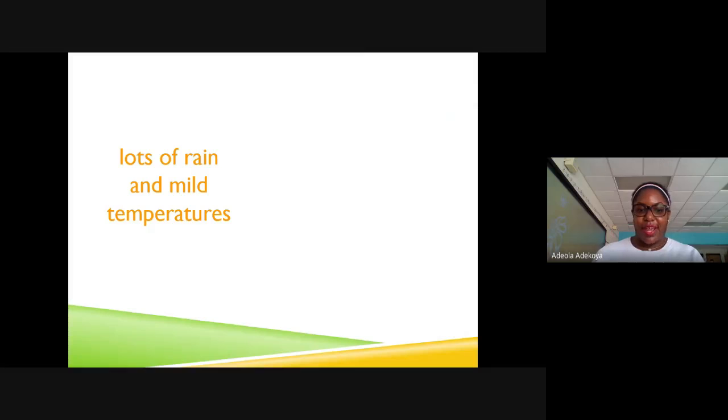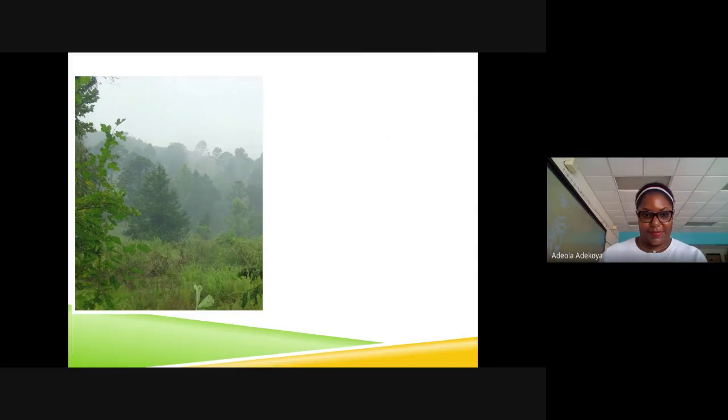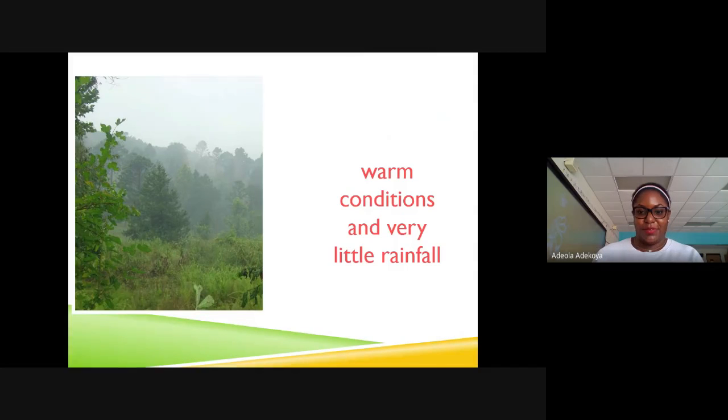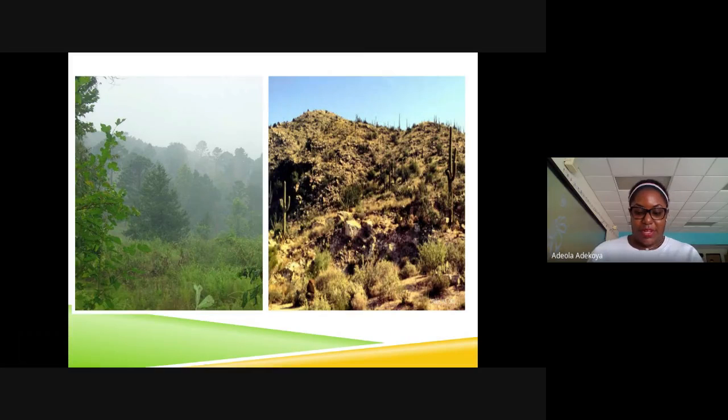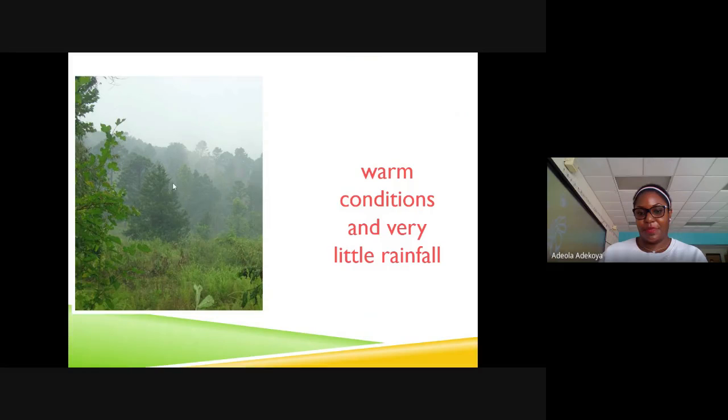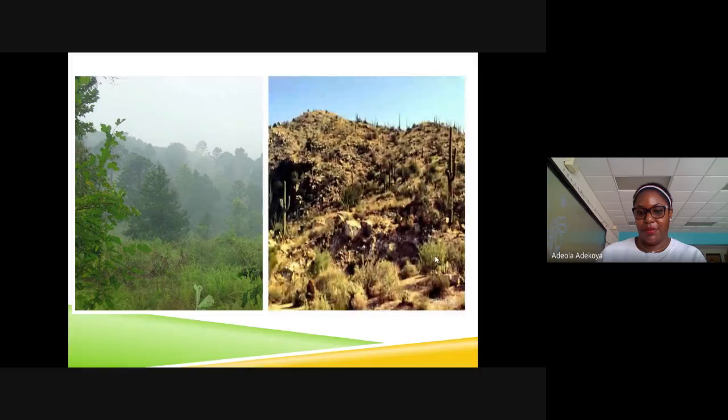Lots of rain and mild temperatures. That's the picture. Warm conditions and very little rain. And notice how they're different. So this one has lots of rain and mild temperatures. And this other biome has very little rainfall. And notice how they're different.